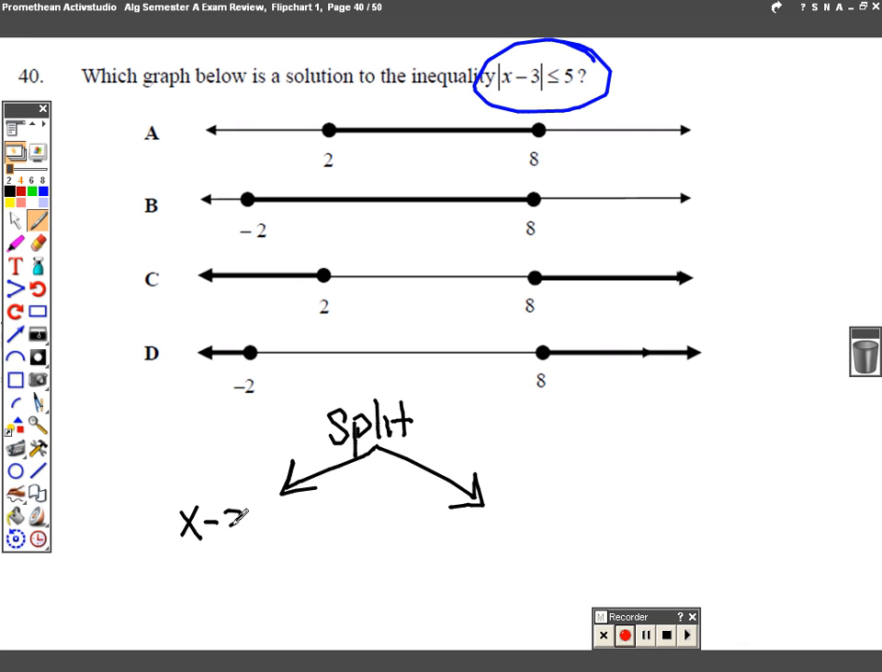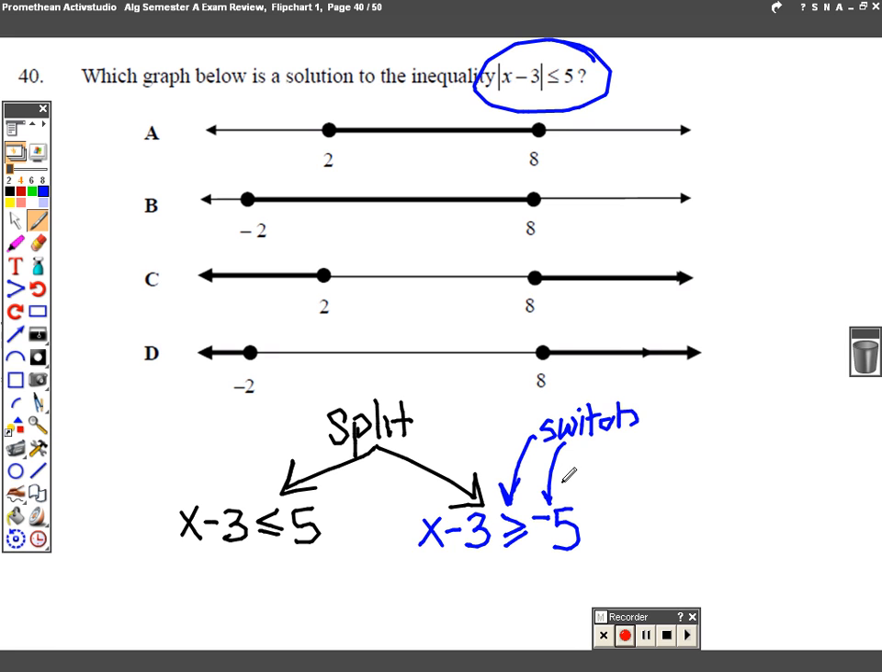x subtract 3 is less than or equal to 5. And you'll notice I took off the absolute value bars. The second way you write it is to account for that absolute value. You write x subtract 3, but instead of less than or equal to, you write greater than or equal to, and instead of 5, you write negative 5. So you'll notice I've switched this sign and I've switched this sign. So you're switching two things.